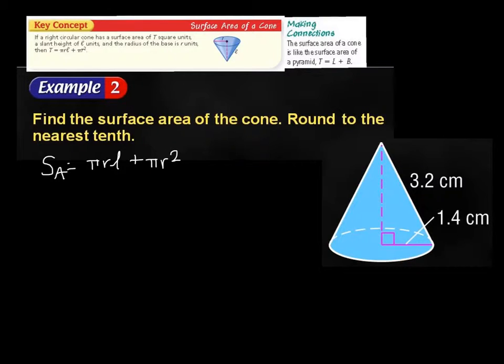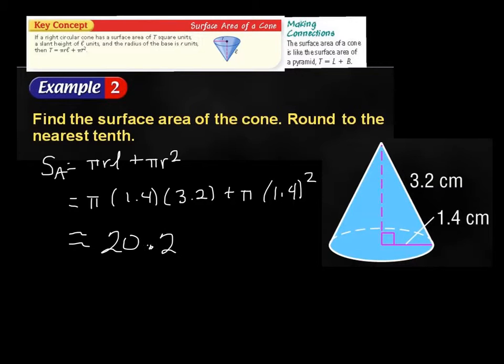It said find the surface area of the cone rounded to the nearest tenth. They gave me the slant height and the radius. That's all I need, so I can just plug in. So pi times my radius, which is 1.4, times my slant height, which is 3.2, plus pi times 1.4 squared. Grab a calculator. And they said to round to the nearest tenth, so we're going to get 20.2, and our units were centimeters and it's area, so it is squared.